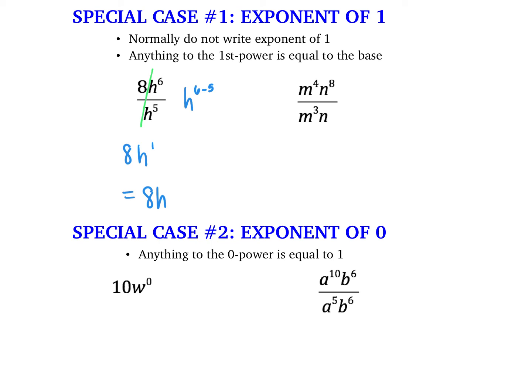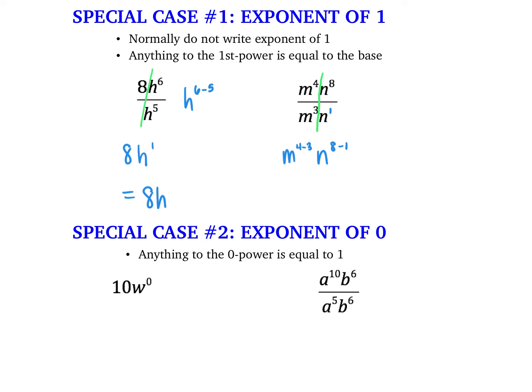If we look at this next problem, we have two bases happening. So again, I'm going to visually split it up for myself. With the m base, I would have m to the 4 minus 3. And then with these n's, I see that there's an n by itself down here in the denominator. So I'm going to mentally make a note that that's the same as n to the first power. So I would want to do 8 minus 1.